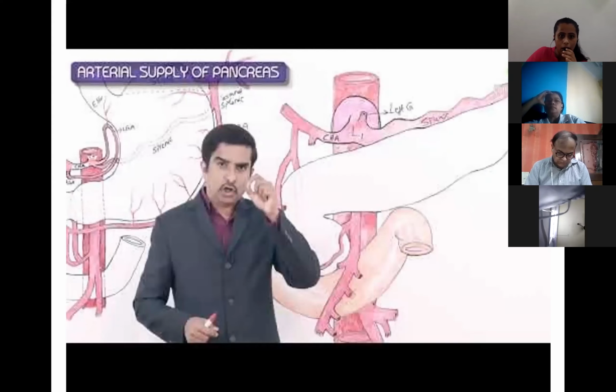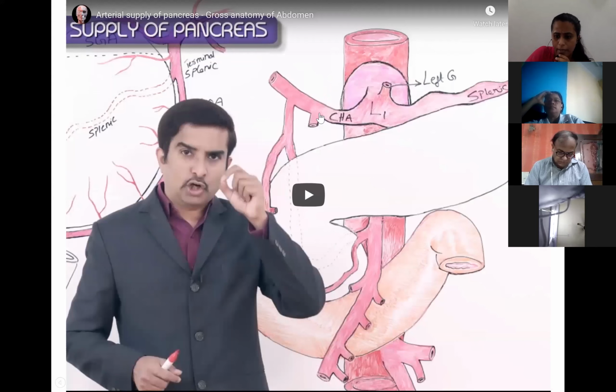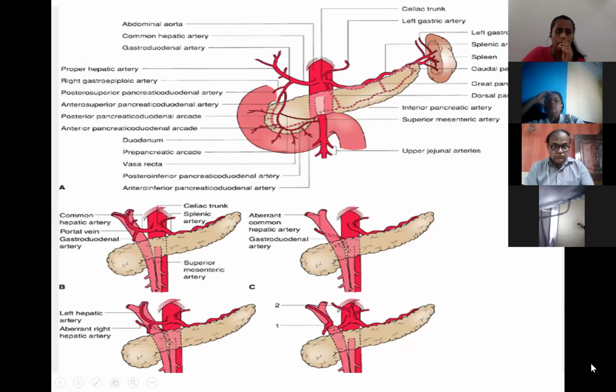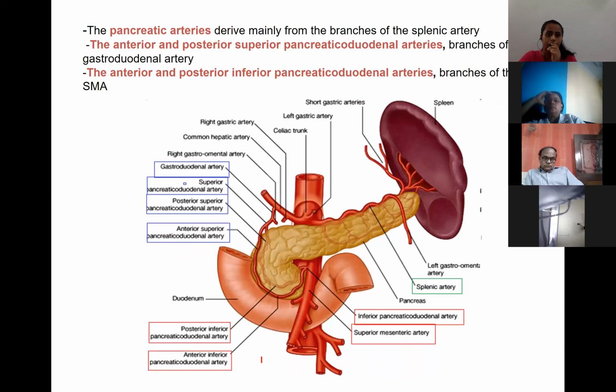Then arterial supply of the pancreas. As you can see, pancreatic arteries are derived mainly from branches of the splenic artery. The arterial supply is also from the anterior and posterior superior pancreaticoduodenal arteries, branches of the gastroduodenal artery, and the anterior and posterior inferior pancreaticoduodenal arteries, which are branches of the superior mesenteric artery.